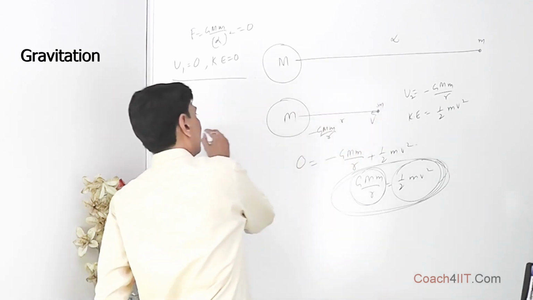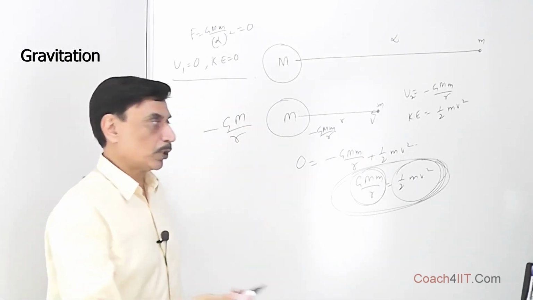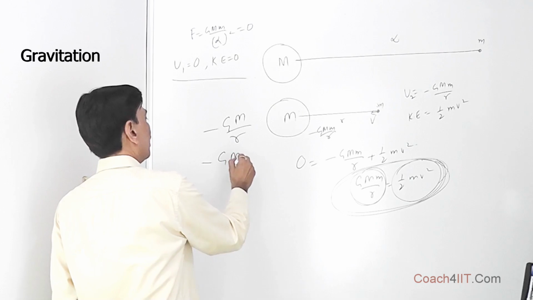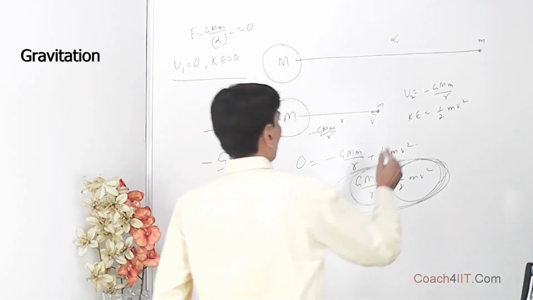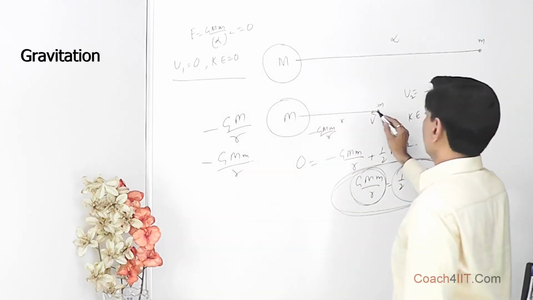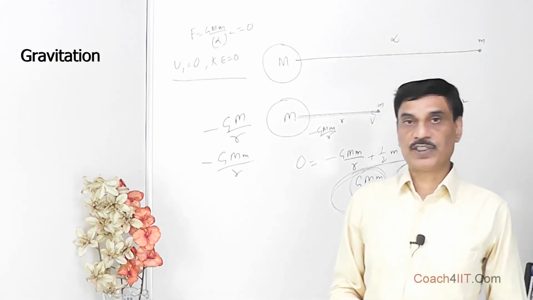Because of this, over here the gravitational potential is minus GM upon r. Gravitational potential energy is minus GMm upon r. It is the work done in bringing a body of mass m from infinity to this point at a distance r from this body. So this is the gravitational potential energy.